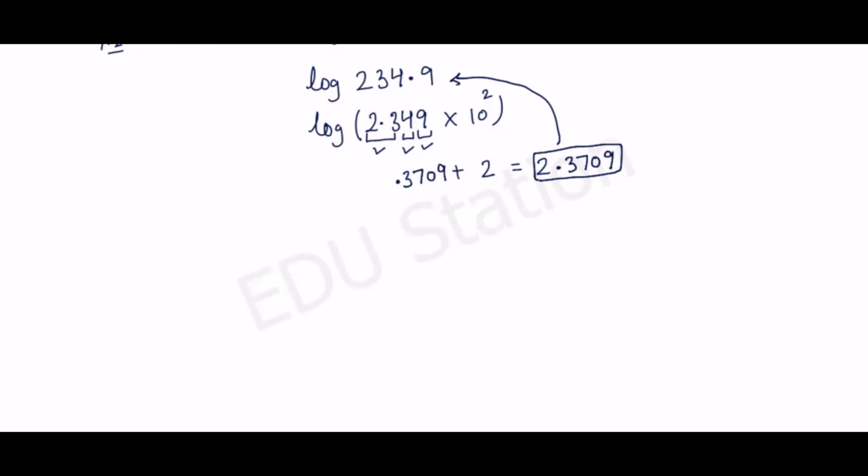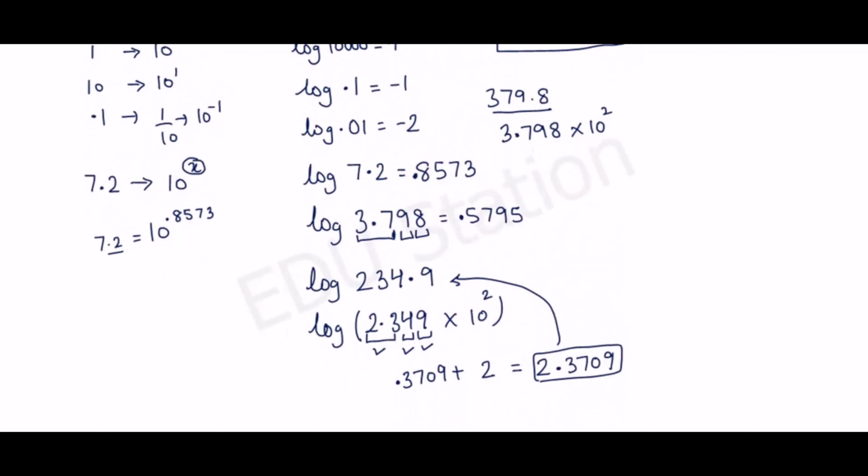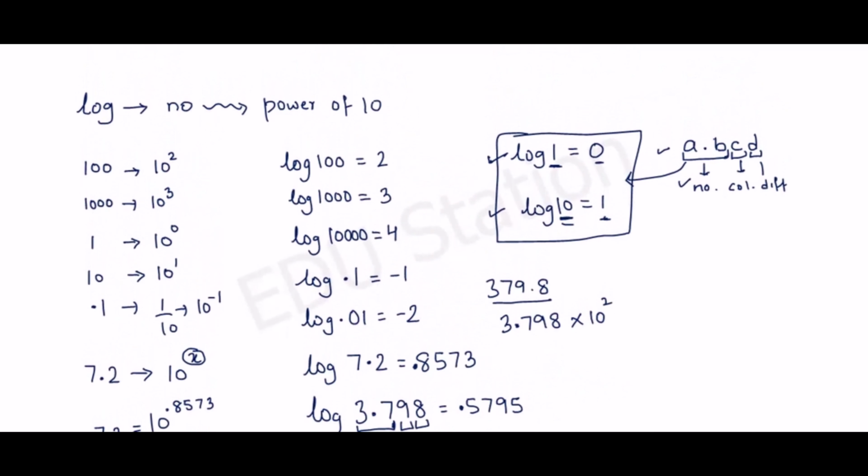Now come to think of it, when we started the topic, log 100 is 2 and log 1000 is 3. This number, 234.9, is in between 100 and 1000. So our answer of the log has to be between 2 and 3. You're getting an answer which is between 2 and 3, so you can always check your answer. Just this format has to be kept in mind.